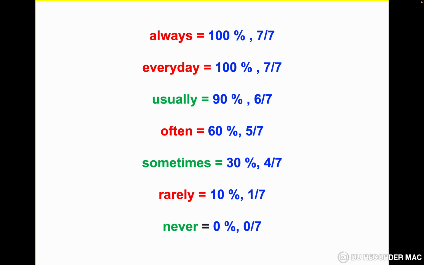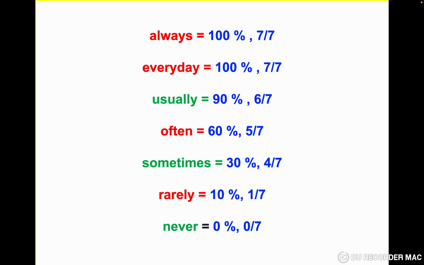I usually watch TV, it means 1 day I don't watch TV. I watch 6 days out of 7. I often watch TV, it means 2 days I don't watch TV. I watch 5 days out of 7. I sometimes watch TV, it means 3 days I don't watch TV. I watch TV 4 days out of 7 days of the week.